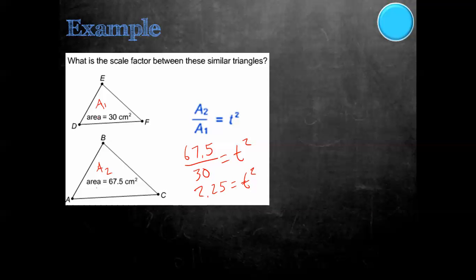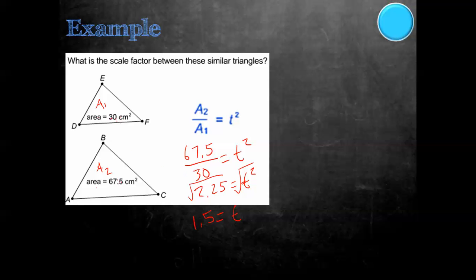Now, remember, the opposite of squared is square root. So we want to square root 2.25, and that's going to give us 1.5. So the scale factor used to go from this area to that area is 1.5. And that makes sense because it's greater than 1, and a scale factor greater than 1 is going to give you a bigger shape.